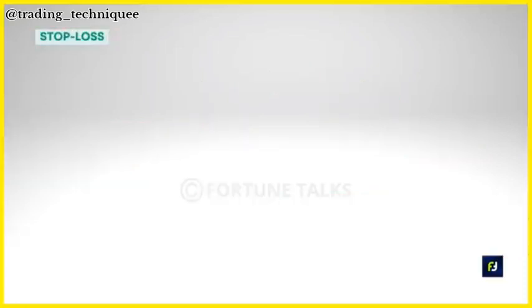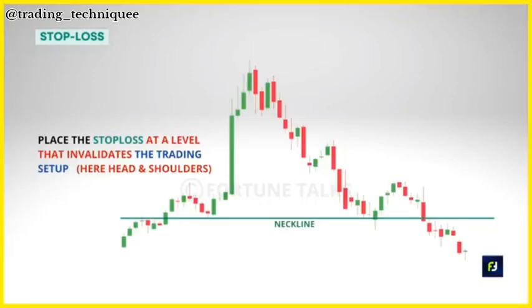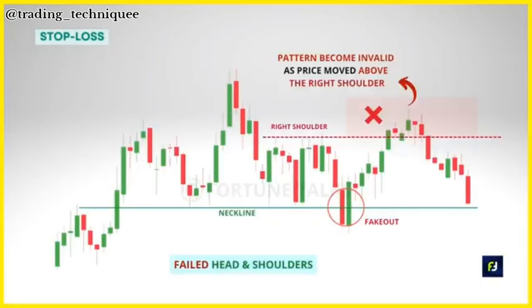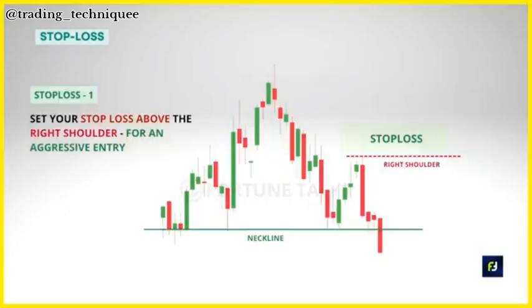Now let us talk about the placement of stop losses with respect to our entry criterions. As I have discussed multiple times, the stop loss should be at a level that if breached will invalidate your trading setup. Now since we are dealing with a head and shoulder pattern, your stop loss should be at a level that invalidates the pattern altogether. To be fair, if the price moves above the right shoulder, the pattern will get invalidated. So if your entry was aggressive as and when the price breaks down from the neckline, then you should set your stop loss at or above the right shoulder of the pattern.